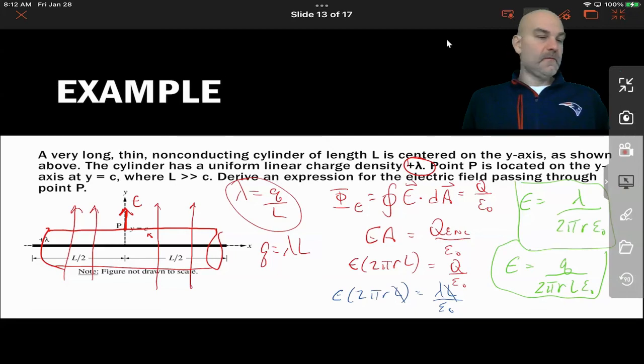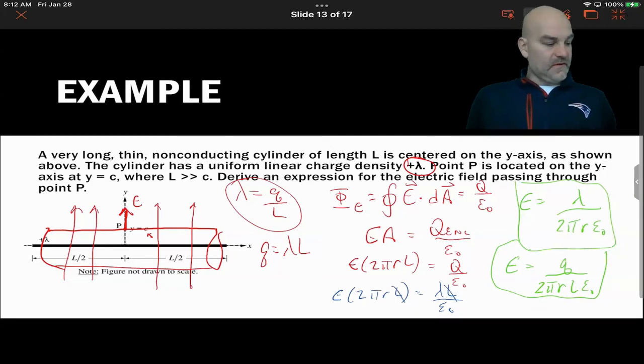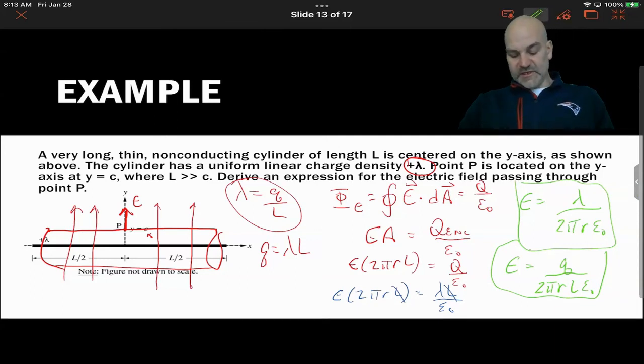Okay, so that's going to be it for this video. In the next video, we're going to start looking at electric fields based on different charge distribution configurations.